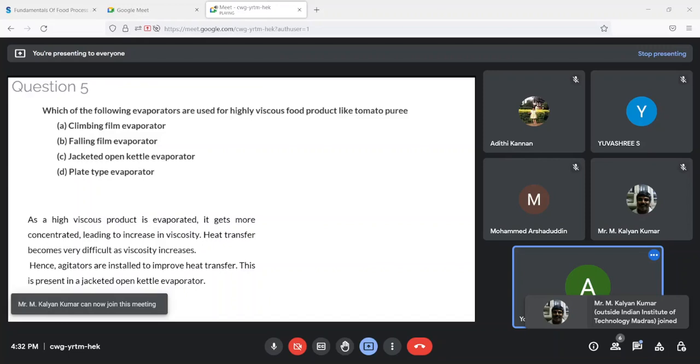So this agitator is only present in a jacketed open kettle evaporator. The rest of these evaporators, the film evaporators and plate type evaporators, are more of a tube kind of evaporator. You will have either liquid falling and because of that it gets in contact with the steam and gets evaporated, or it will boil at the bottom of the evaporator and rise up, which is in the climbing film evaporator. In a plate type evaporator, you will have your steam and your feed separated by a plate. So none of these have the capacity to have an agitator inside.